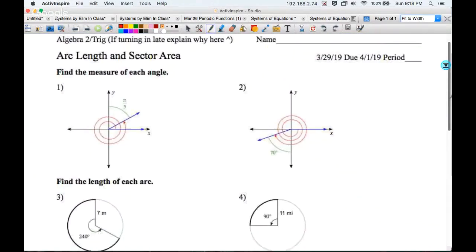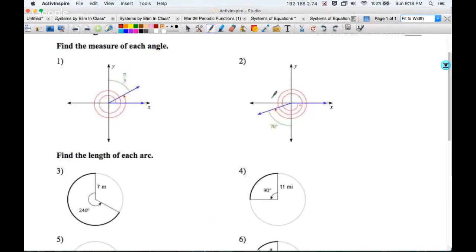Problems 1 and 2 ask us to find the measure of each angle. How I want to do this is I want to trace this spiral and count my angles, but you have to pay attention to the unit that your reference angle is given in. In this first one, we know it's radians because it's not degrees. It doesn't have the degree symbol. And the other giveaway is this pi on top. Radians almost always have a pi somewhere in their answer.